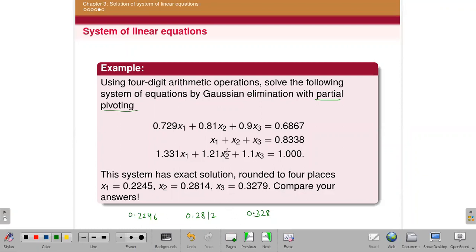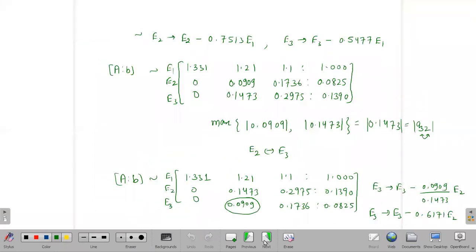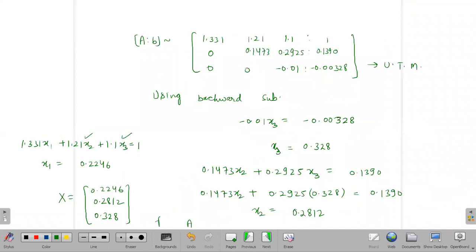You can also solve this question without partial pivoting, and then compare your answers. If the question says to compare your answer, you have to find the absolute error. So for the absolute error, just write x1 minus x1 star, if I'm denoting the exact solution as x star, then x2 minus x2 star, x3 minus x3 star. Just write these differences only.